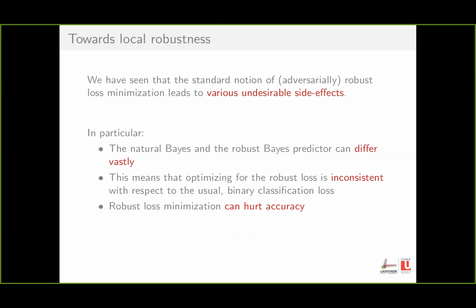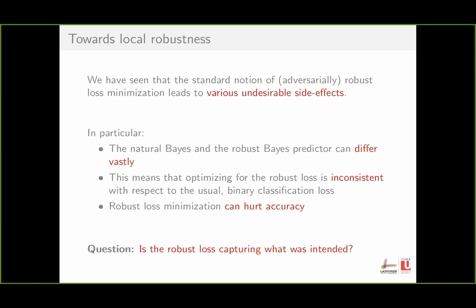So here's just to summarize. Bayes optimal predictors with respect to binary loss and adversarial loss can differ vastly. What that means is that training with respect to the adversarial loss is inconsistent with respect to the binary loss. If we have a method that is statistically consistent with respect to the adversarial loss, it will converge potentially to a predictor that is on half of the space different to what we would actually like to converge to in terms of binary classification loss. So in that sense, robust loss minimization can hurt accuracy.